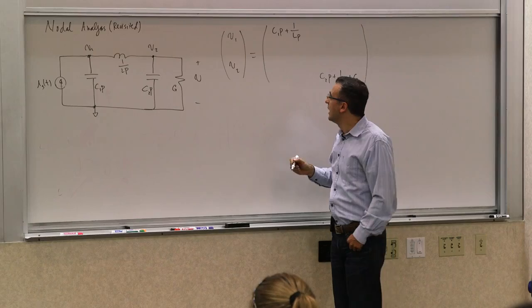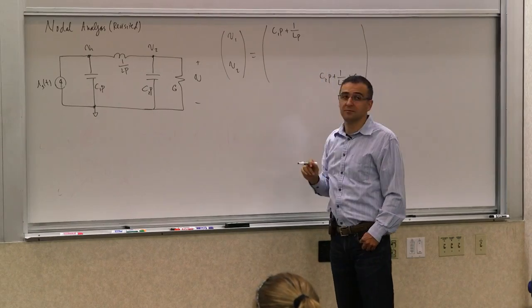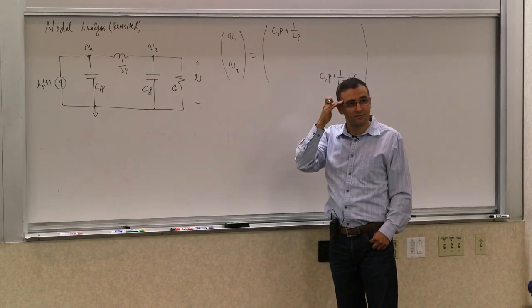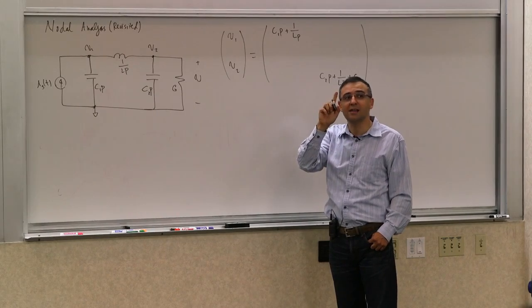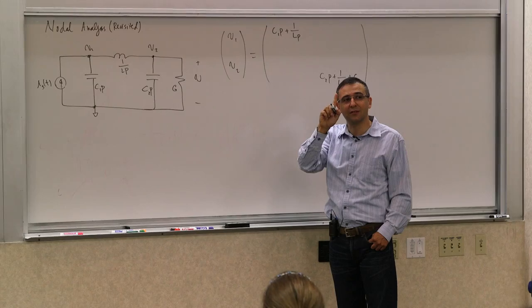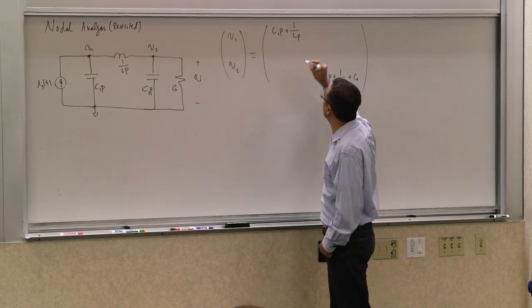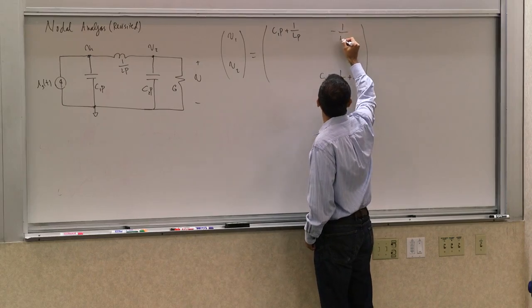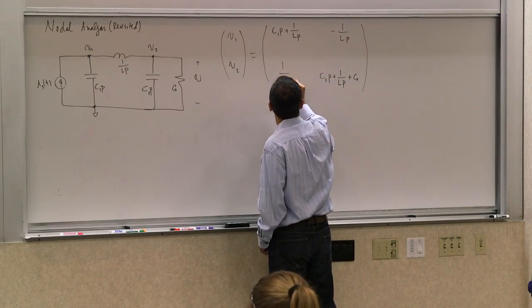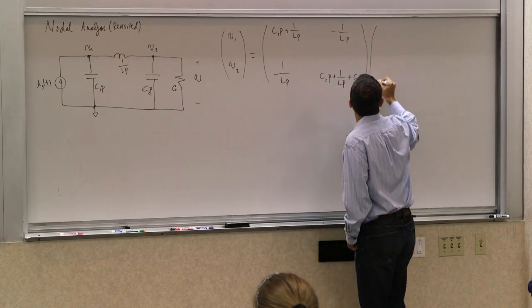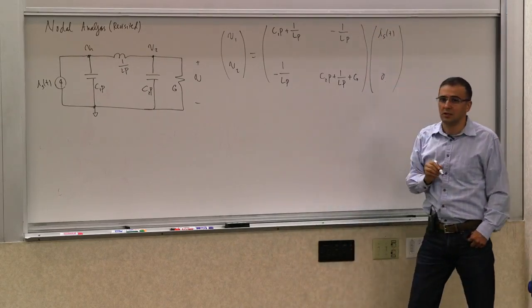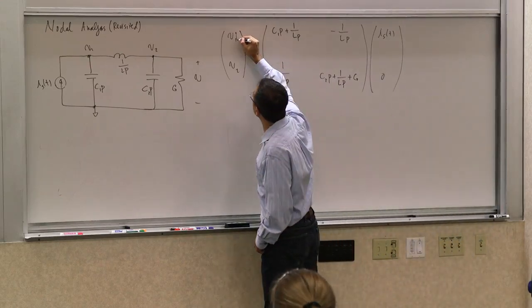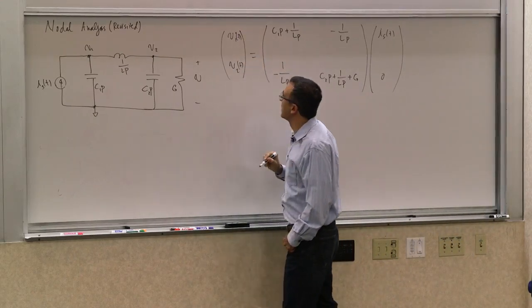Yeah, G. And what are the off-diagonal elements? The conductance they share with the other node. There's some caveat to that. It's about sign. Oh, it's negative. Yeah. Negative 1 over LP. Negative 1 over LP. Operating on IS of t and 0. So these are the equations describing the voltages of these 2 nodes.